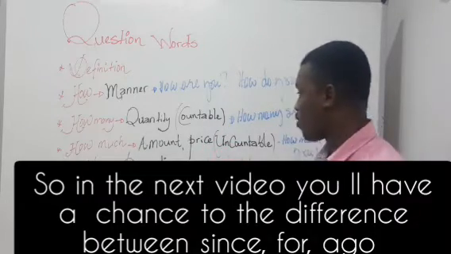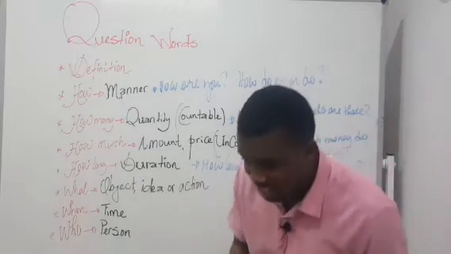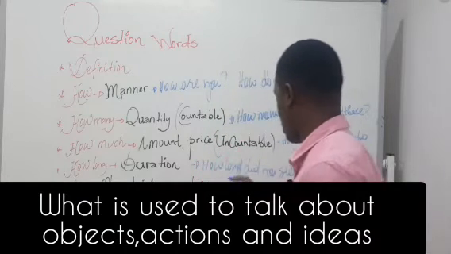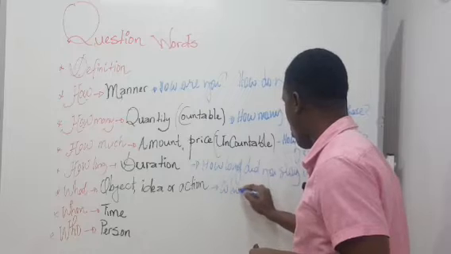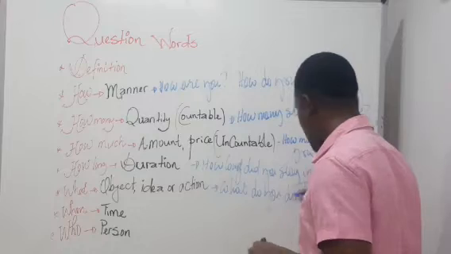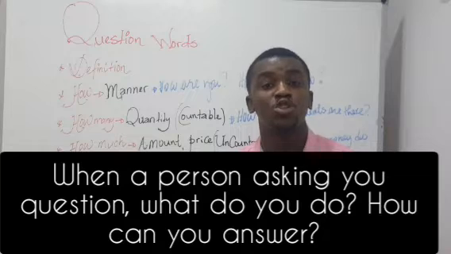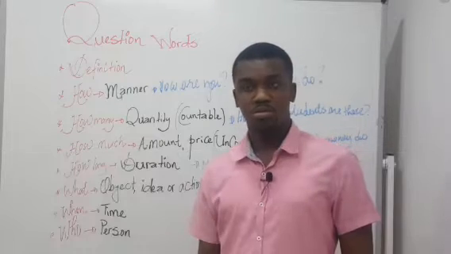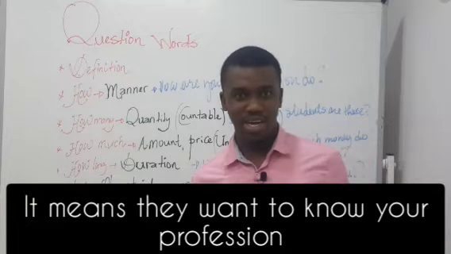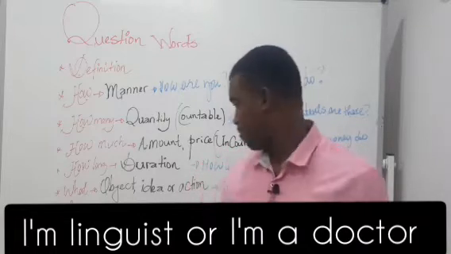Okay, thank you. So we have what. We use what to talk about an object or an idea or an action. So how can you ask the question? You say, what do you do? When the person asks you that question, what do you do? How can you answer? Now the person wants to know your profession. Hey, what do you do? Me, I'm a linguist. Me, I am a doctor. Or you can say, what do you do? And what is your profession?